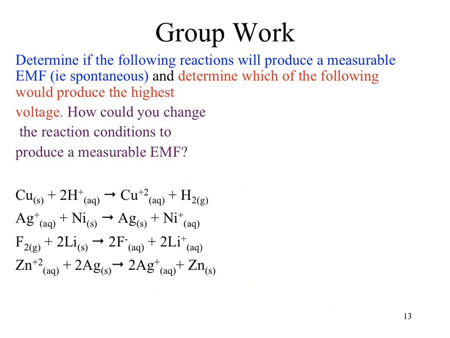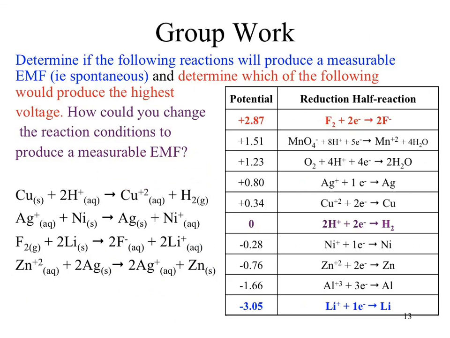So if one of those does not generate a positive or spontaneous reaction, what can we do to change that situation such that we can make it positive? To solve these, what would you need? We need the reduction potential tables, so there we go. I'll give you free rein at this again, see what you guys can come up with.